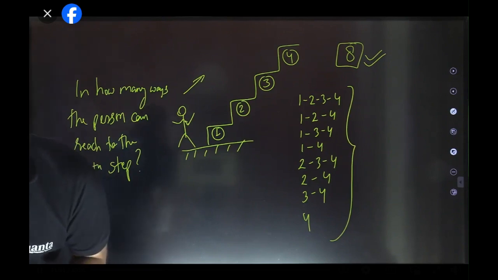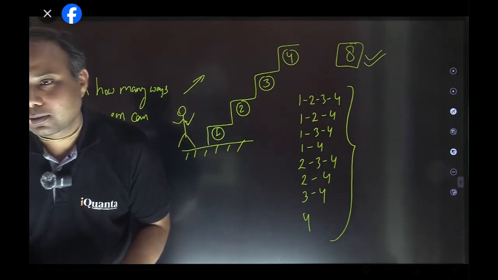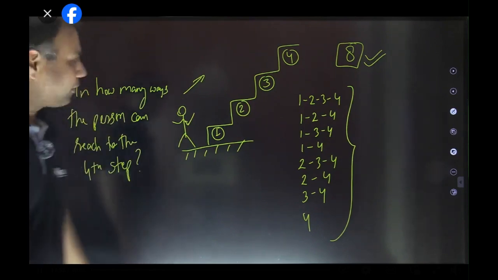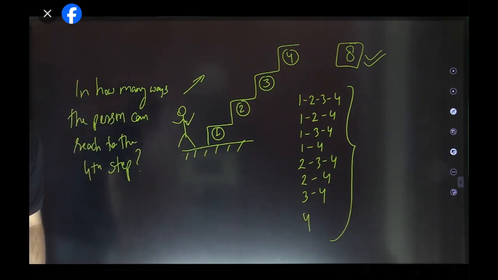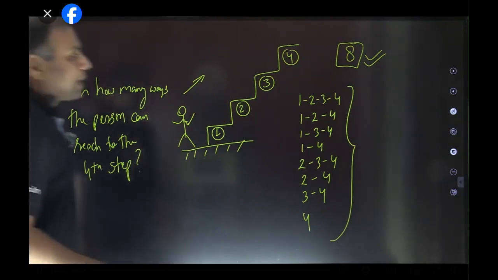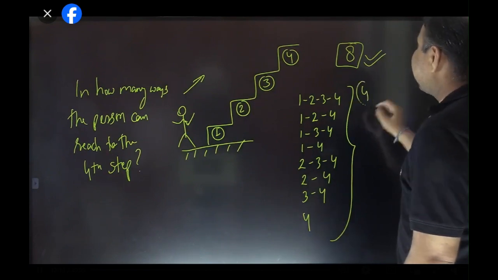Excellent. Ankit has got the answer. 2 raised to power 9. Good. Now listen very carefully. Ankit Sahu is formulating a pattern here. Anyway, that's fine. We can formulate a pattern also. See, right now we were to reach the 4th step. We are getting the answer as 8.